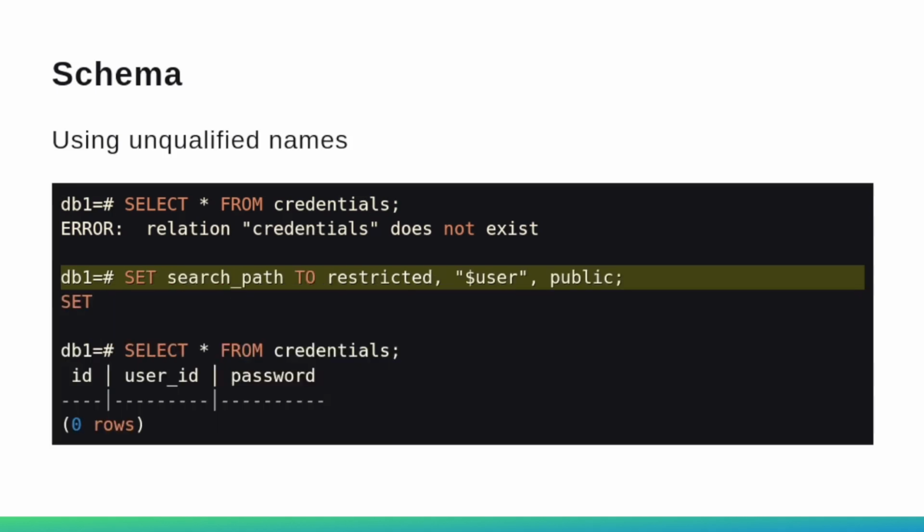Another option, as we just saw, is to add the name of the schema to the search path. We can change the search path using the set command. So set search_path to, and now we add restricted to the list. Now, when we select star from credentials, the database knows to look for the object credentials in the restricted schema.